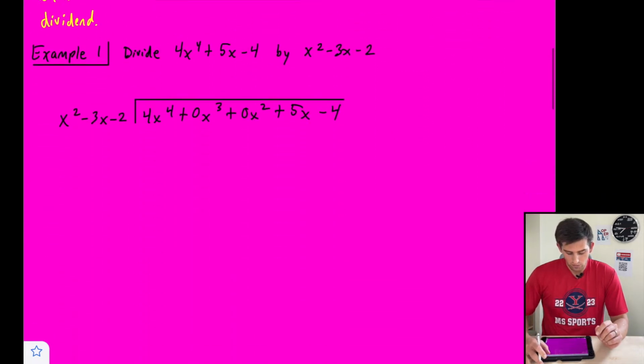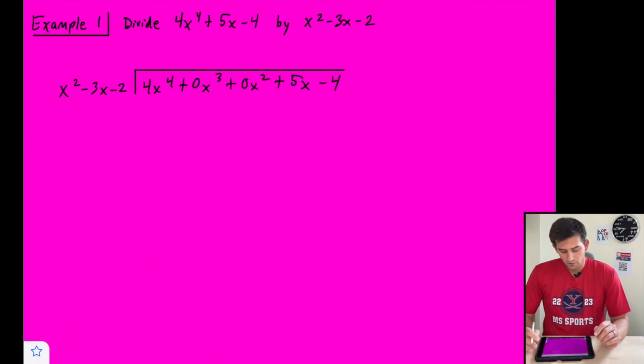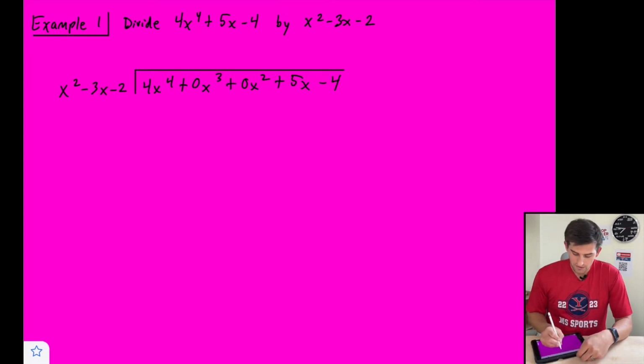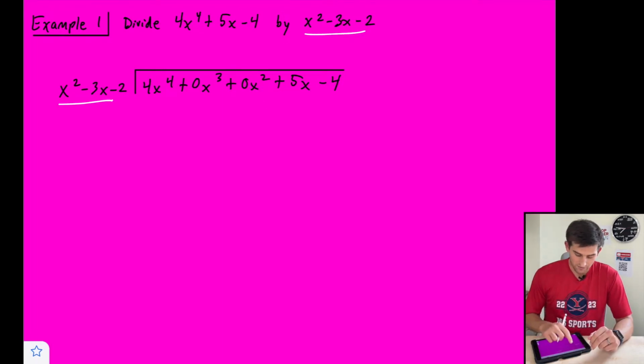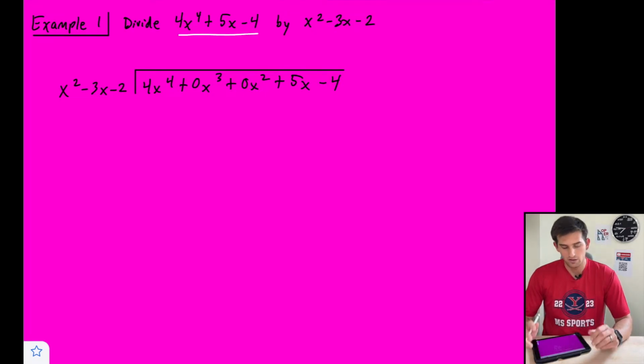When we look at example 1 here, we are dividing 4x to the fourth plus 5x minus 4 by x squared minus 3x minus 2. So we want to make sure our remainder has a degree less than 2, because our divisor is a quadratic divisor. It has an exponent of 2. We've written this out in long division, so we put x squared minus 3x minus 2 outside of our little house as our divisor, and our dividend is going to be 4x to the fourth plus 5x minus 4, written under the long division symbol.